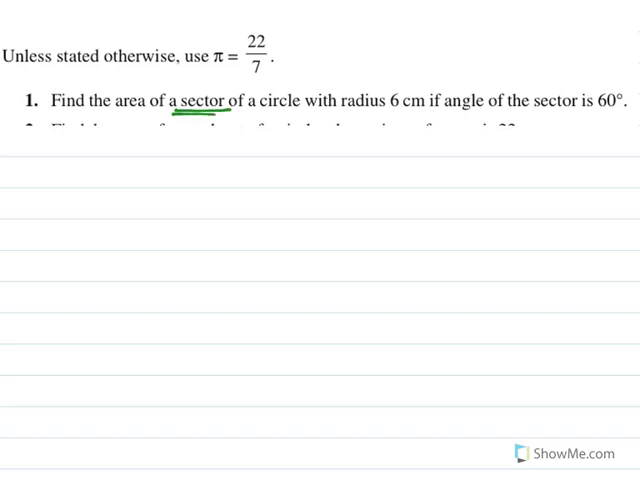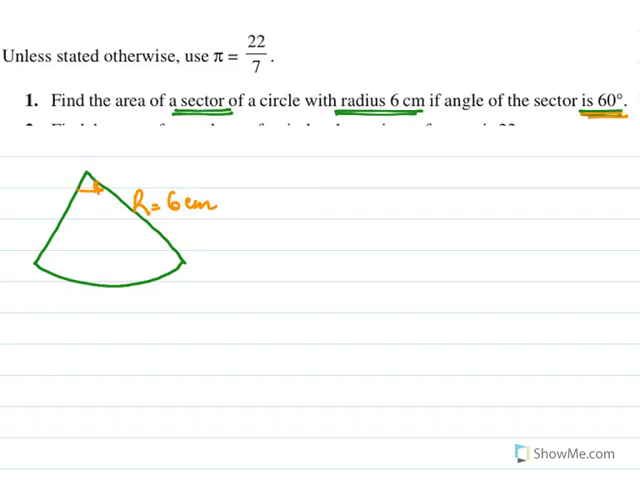Find the area of a sector of a circle with radius 6 centimeters and the angle of the sector is 60 degrees. Let me draw the figure. So a sector is something like this with 2 radii and an arc. So this is the sector. Now they said the radius is 6 centimeters. So here the r is 6 centimeters and the angle of the sector is 60 degrees. So this angle here is 60 degrees.